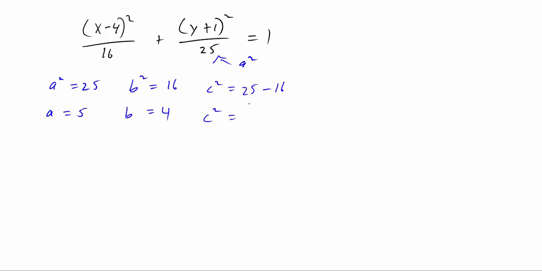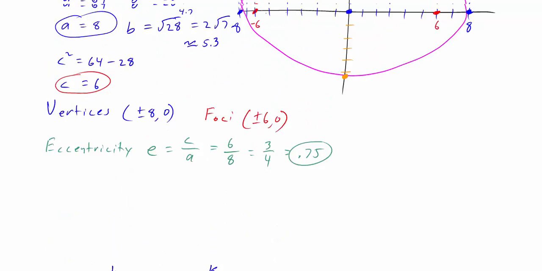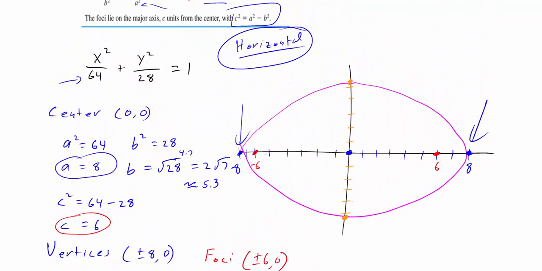So 25 minus 16 is equal to 9, and the square root of 9 would be 3. And then, of course, if we're looking at the center of the ellipse, that means we're looking at our h and our k value. Notice now this time we're subtracting something away. In the previous video and the earlier video, we just had an x squared on top and a y squared. There's nothing being subtracted, so the center was at the origin.